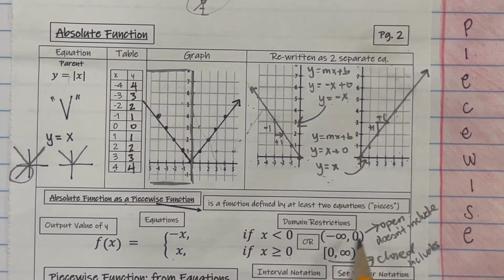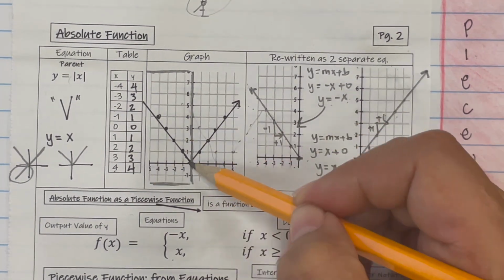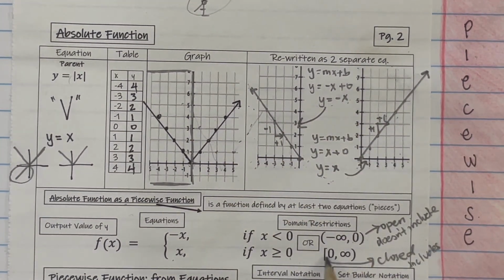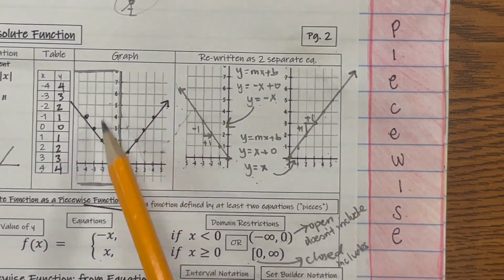And because there's a point at 0, one has to be open, the other has to be closed. If there was a hole, like a circle with nothing, then they'd both be open. But you can interchange those. It doesn't have to be open and then closed. It could be closed and then open. So that's what a piecewise function is.